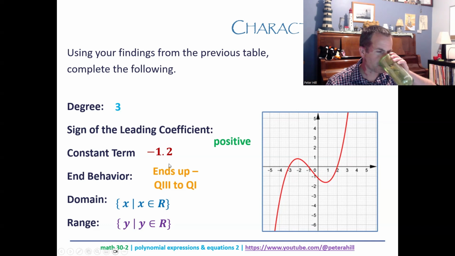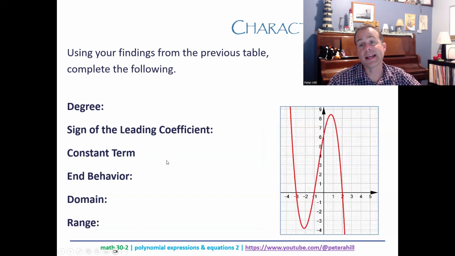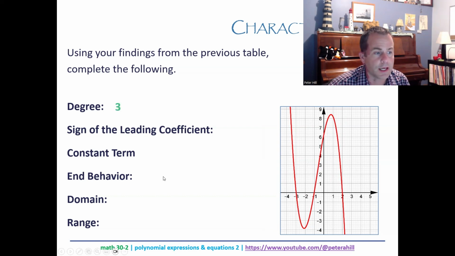Of course you do. Okay, so this guy, again, I've got 2 turning points. So I know I'm going to be a degree 3. Sign of the leading coefficient is going to be negative because I'm ending down. Constant term, I need to find my y-intercept. It looks like it's going to be at 6.